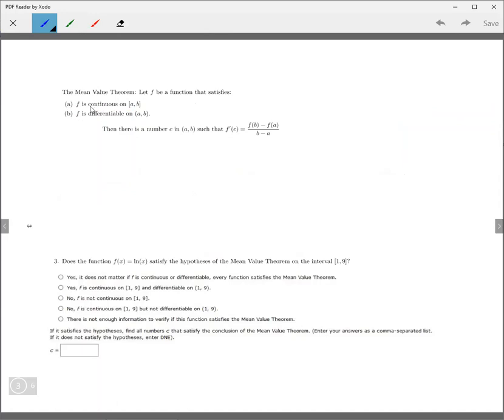Okay, so mean value theorem, you have the same first two conclusions, but the third one is that there is a number c such that f prime of c is equal to f of b minus f of a over b minus a. Now this right here is the slope of the line segment joining a, f of a, and b, f of b.